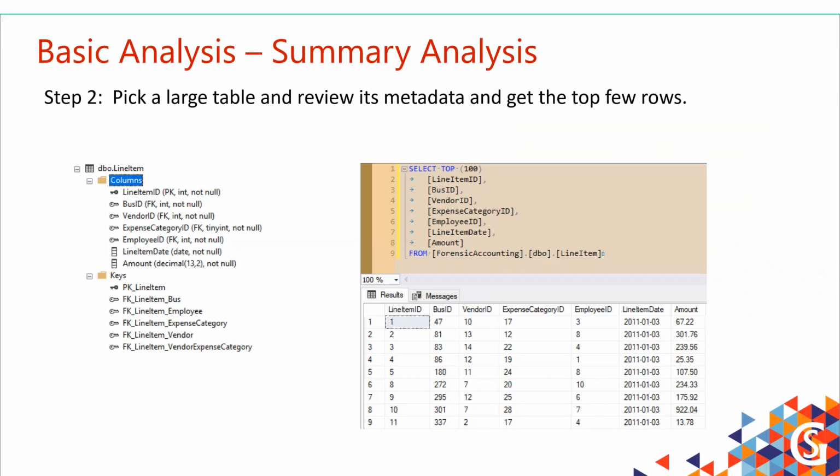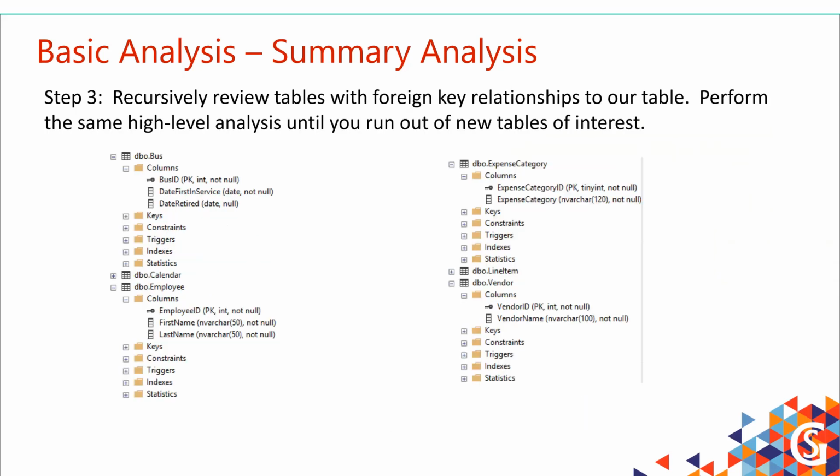So here we've got a pretty good schema. I've got keys going out to other tables. So then I can go to step 3. Once I have some understanding, like I can see based off of column names, okay, there's a date, there's an amount. There are some other things. So now I can recursively look at tables with foreign key relationships. So I had a bus ID. Well, let me go look at table bus. I had an employee ID. Let me go look at employee.